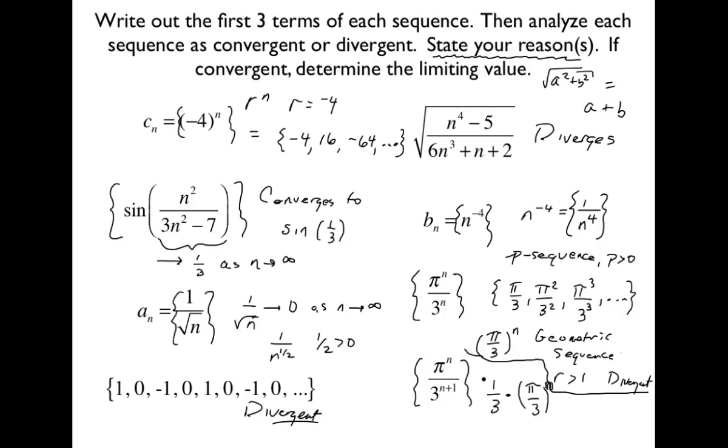Converge or diverge? Still pi over 3 to the n. This diverges. Take 1/3 of it, that's not going to help. I mean, 1/3 of really big numbers still gets really big. Okay? So divergent, same thing. It's a divergent geometric sequence. Okay, questions on any of these?